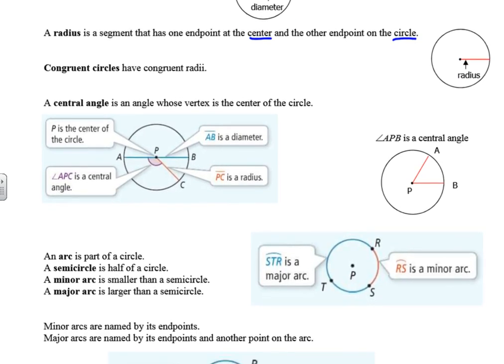Here's where we begin to get a little bit new information. A central angle is an angle whose vertex is at the center of the circle. So if we look at this angle here in this picture, P is the center of the circle, and angle APC is a central angle. PC is the radius, and AB is the diameter. So over here, in this picture, angle APB is a central angle, again, because the vertex of the angle is the center. So the vertex is the center of the circle. That's the key.